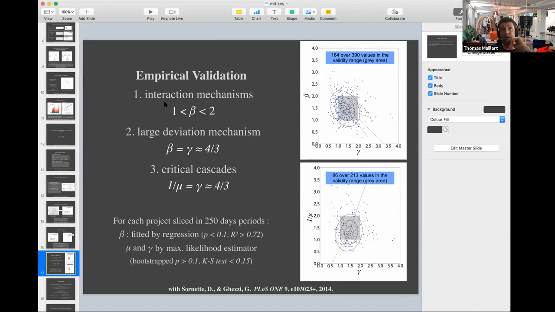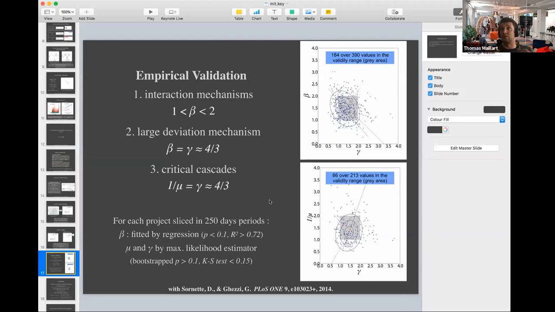So we have mild evidence for the interaction mechanism. We also looked at 1/mu versus gamma, and found kind of the same value, not so exceptional. So we have limited support for that, but we believe it's still quite good in a sense. And we also have evidence for critical cascade, which is 1/mu equal to gamma, which is equal to 4/3. So that's what we found.